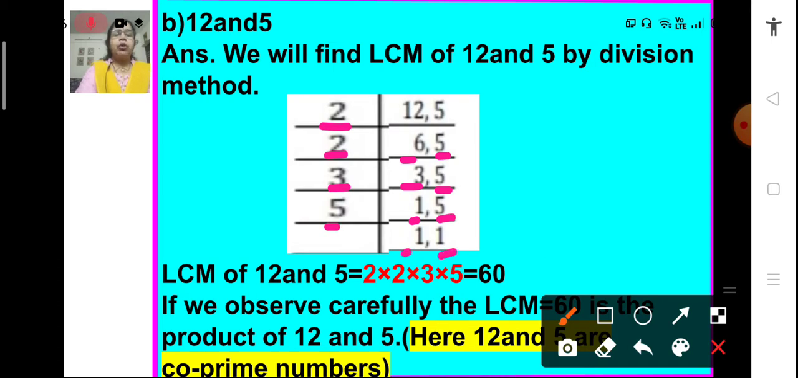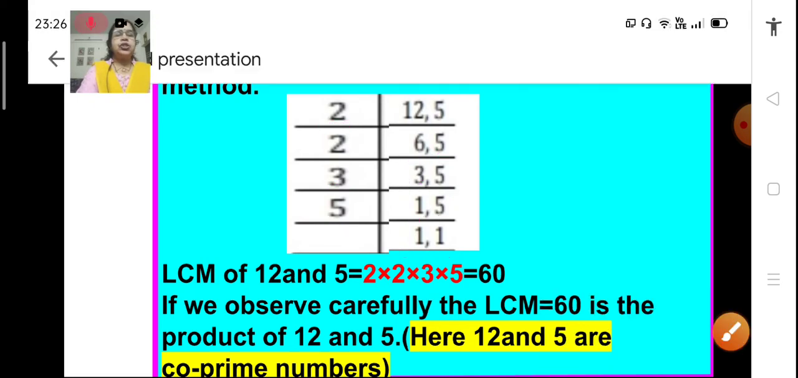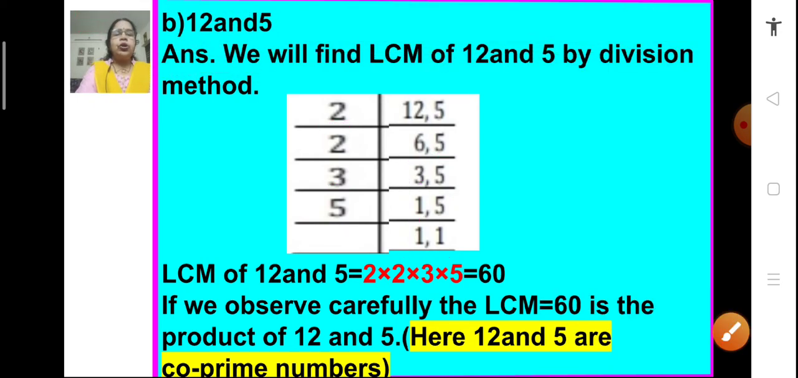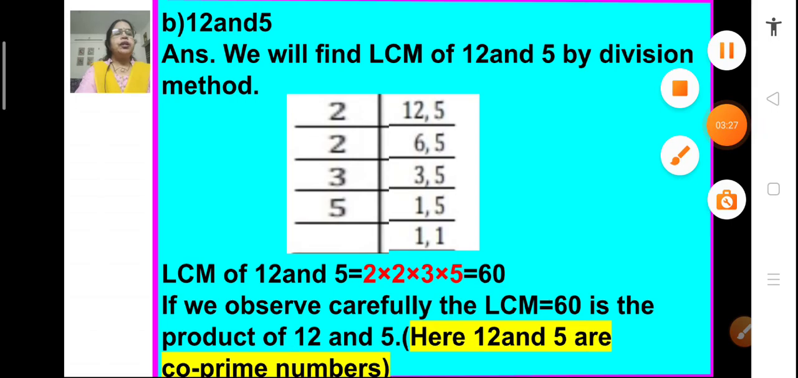So what is the LCM of 12 and 5? It is 2 into 2 into 3 into 5, which is equal to 60. And here also, when we observe carefully, the LCM, which is 60, is the product of 12 and 5. 12 fives are 60, isn't it? And here 12 and 5 are also co-prime numbers. So what can we conclude here? If we find the LCM of two co-prime numbers, the LCM is the product of the two numbers. Now let's move on to the next.